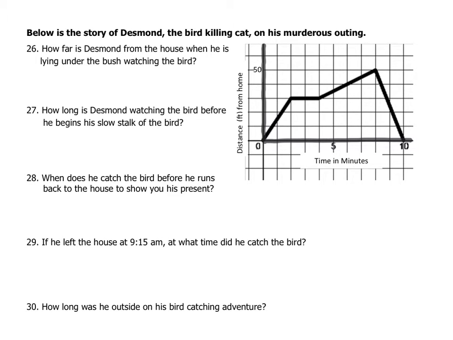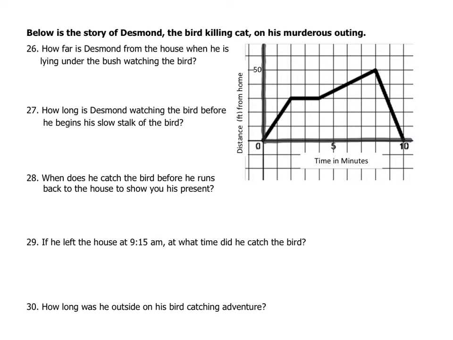It looks like maybe the cat is on the move because his distance away from home starts changing. So he goes maybe 30 feet away from home, and then he starts standing still. Time passes, but his distance doesn't change. So that means he's staying still at this point. And then he's slowly moving. I know he's moving slower because the slope is more shallow here. So he's slowly moving, and then something happens, and he runs back home. And when 10 minutes is up, his distance from home is 0, so it means he's back home.